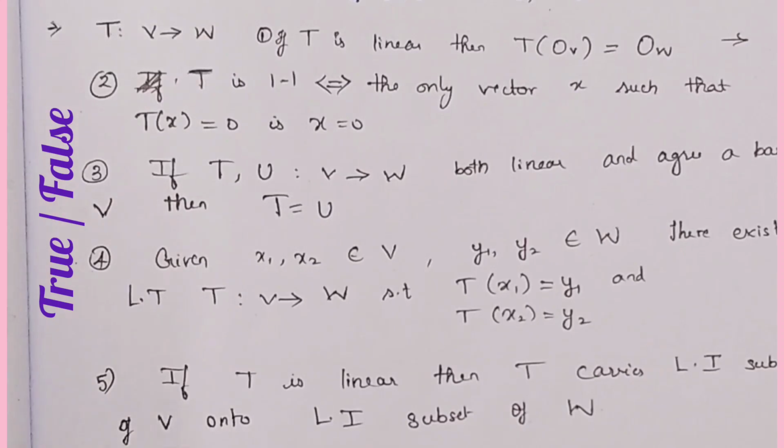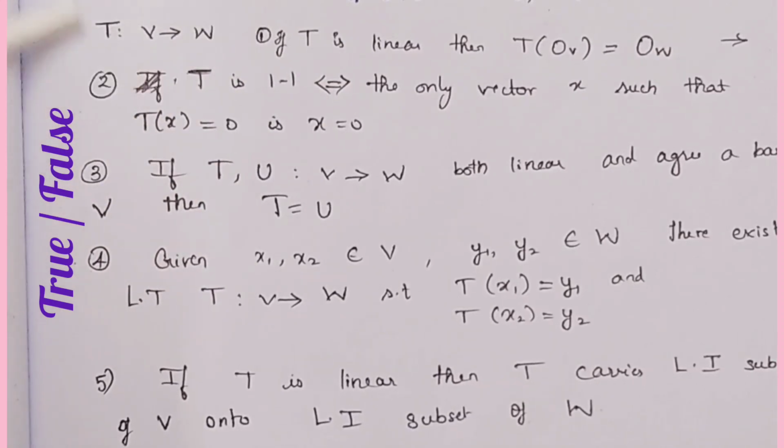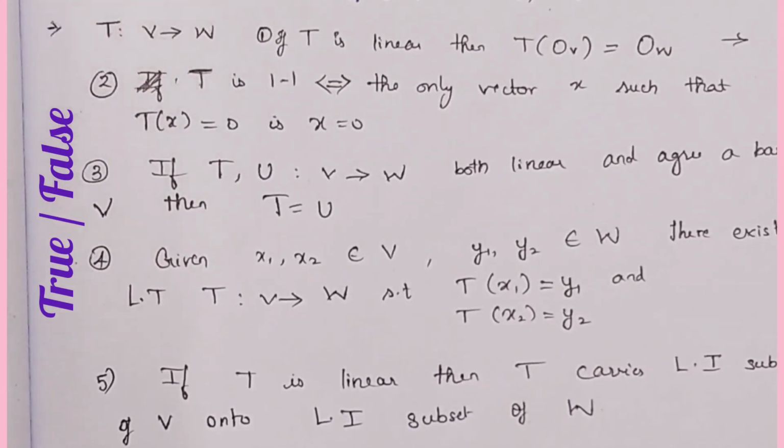Now we are going to see these 5 questions. We have to tell whether each is true or false. Take a transformation T which is from V to W.